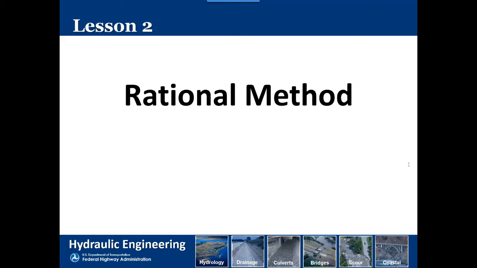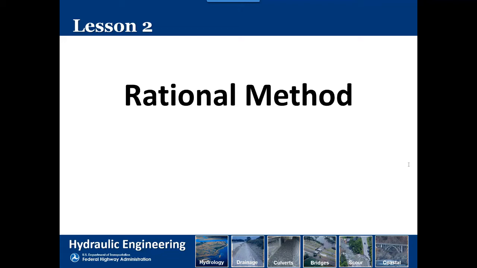Okay, so we're going to talk about the rational method here, and for roadway designers, this is probably what you'll use the most. And I'm going to give you more of a national view of how we teach the rational method.